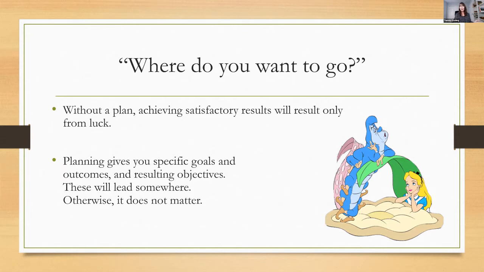So without a plan, getting satisfactory results is really just a matter of luck. You do something, and if you get a really nice result, you just got lucky. Planning is going to give you the goals and the outcomes and some objectives to accomplish along the way. These are going to lead you somewhere.